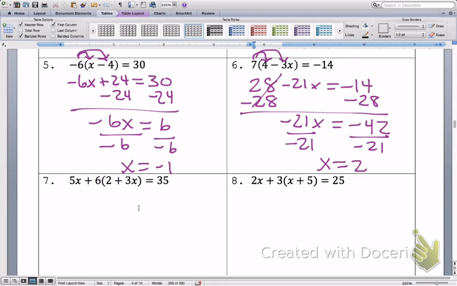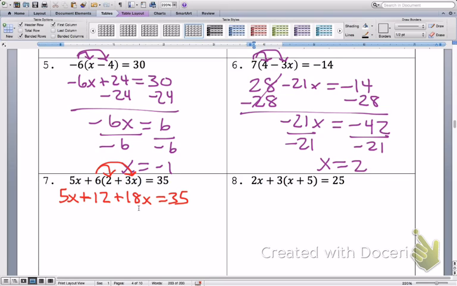All right, number 7, we have a little bit more going on. But first and foremost, we're going to start with the distributive property. I always start with that first. So we're going to start by distributing the positive 6. So that's going to give us 12 plus 18x. Bring down the 5x. And bring down the 35. So we did the first thing, which is distributive property.